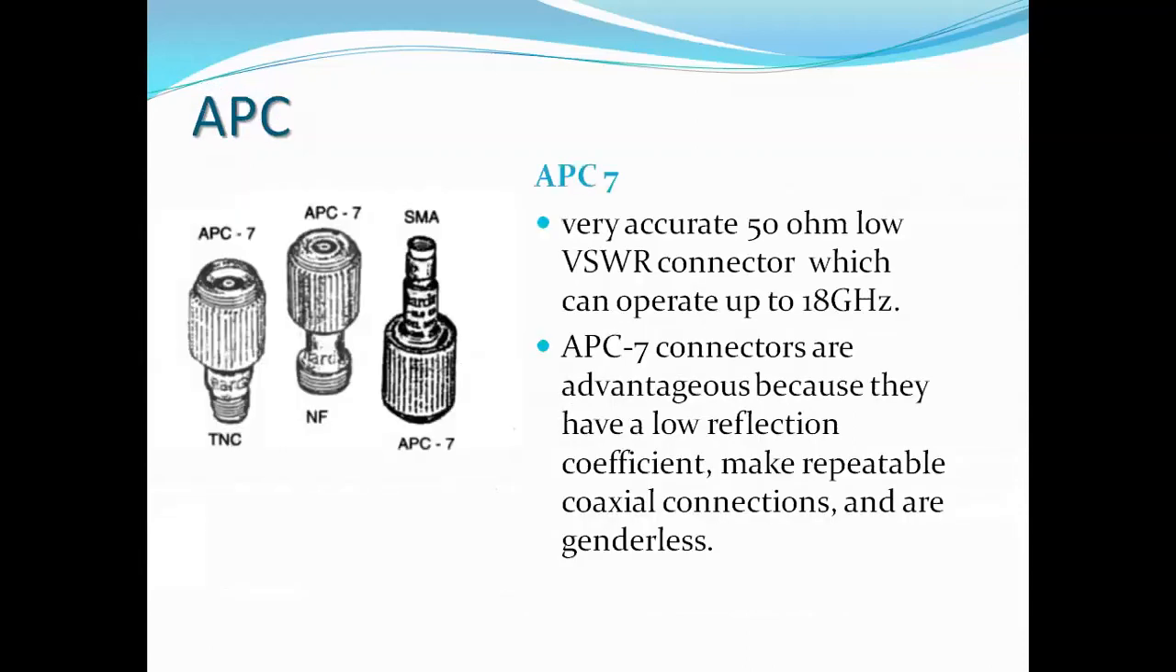APC. First one, APC 7. It is a very accurate 50 ohm, low VSWR connector, VSWR being the voltage standing wave ratio, which can operate up to 18 gigahertz. APC 7 connectors are advantageous because they have a low reflection coefficient, make repeatable coaxial connections, and are genderless. All the previous connectors are gendered. This APC 7 is genderless, which means it has no male or female connector.